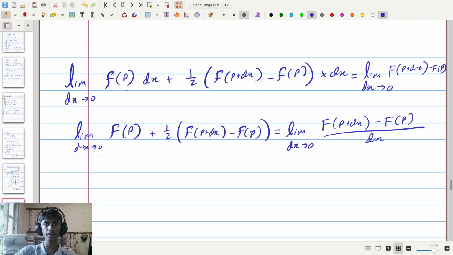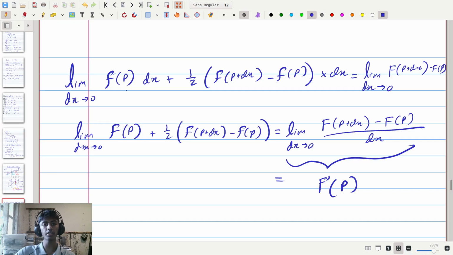On the right side, if you watch the video on derivatives or you have some knowledge of derivatives, you can see here we have F of p plus dx minus F of p divided by dx, which is exactly the definition of the derivative of capital F of x evaluated at p. So therefore on the right side what we have here is the derivative of F, which I'm going to write as capital F prime, evaluated at p.